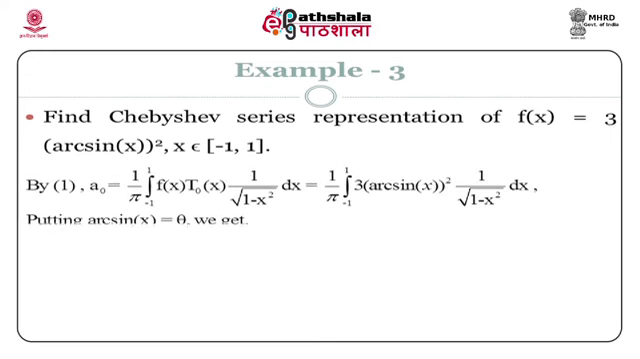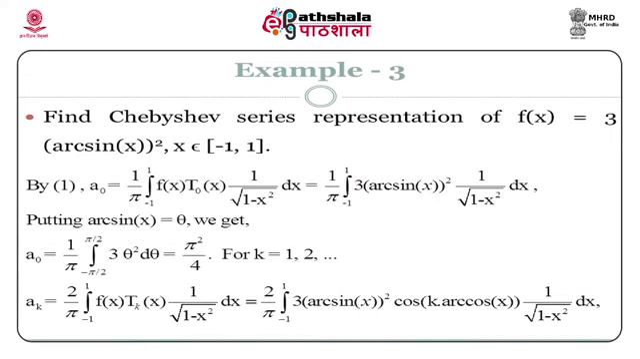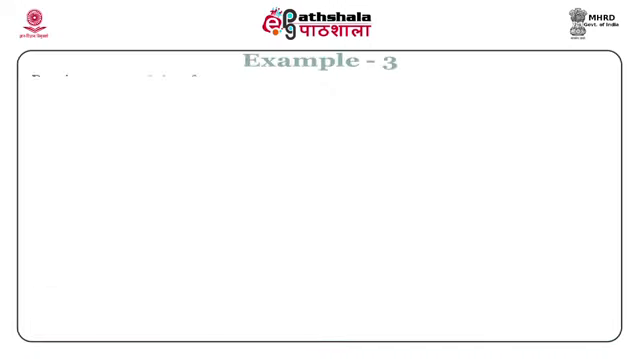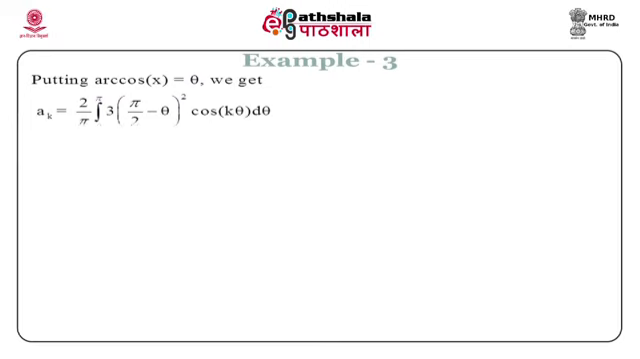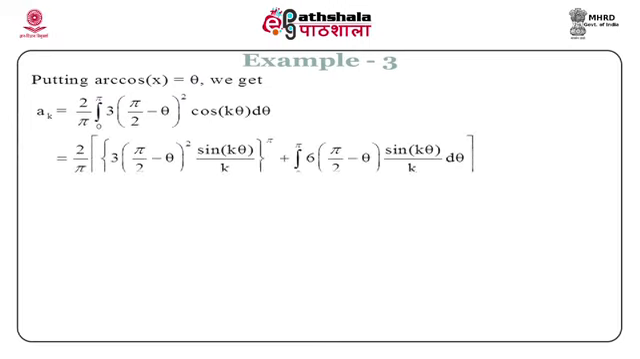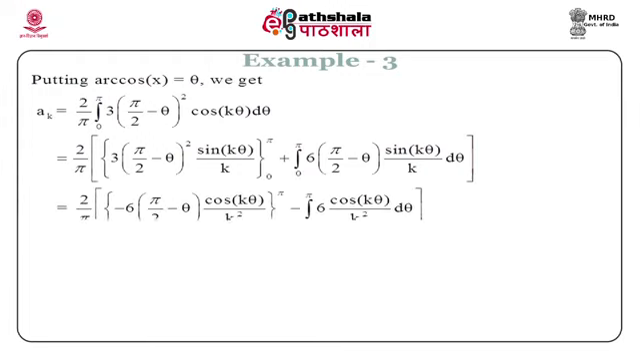So, for a0 we get 1 upon pi into the integral from minus 1 to 1 of f(x) into T0(x) into 1 upon under root of 1 minus x square dx, equal to 1 upon pi into the integral from minus 1 to 1 of 3 into (arc sin x) whole square into 1 upon under root of 1 minus x square dx. Putting arc sin x equal to theta, we get a0 equal to 1 upon pi times the integral from minus pi by 2 to pi by 2 of 3 theta square d theta, which gives me pi square by 4 for k equal to 1. So, this is for a0.